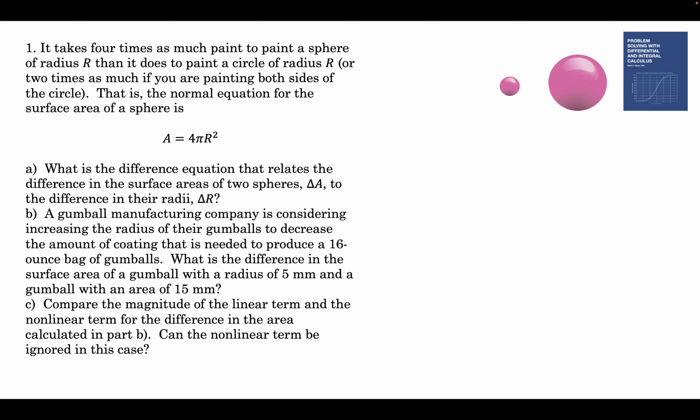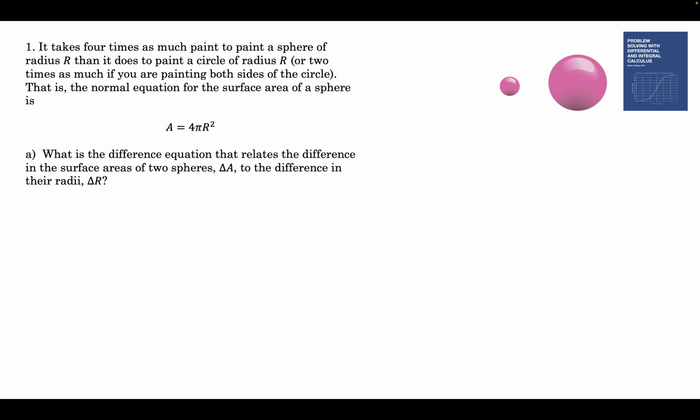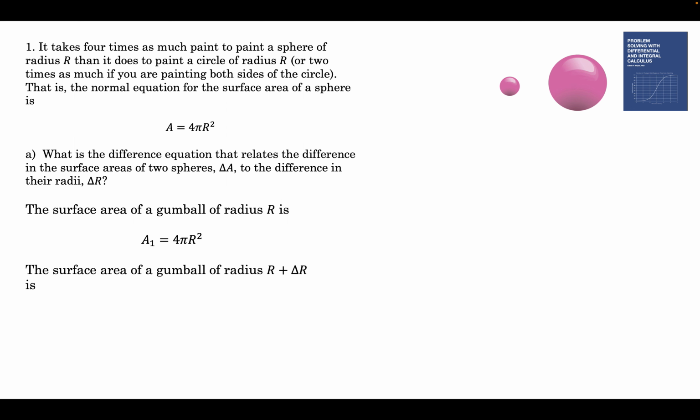Part A asks for the difference equation that relates the difference in the surface areas of two spheres to the difference in the radii, delta r. Let's focus on that one first. So we have the normal equation. We'll call that A1, 4 pi r squared. We have a different gumball with a radius of r plus delta r. It has an area which we'll call A2.